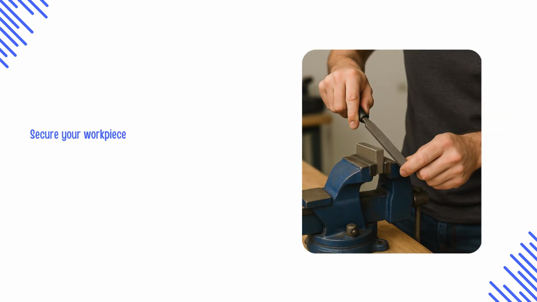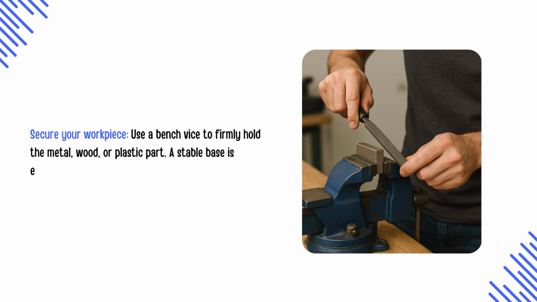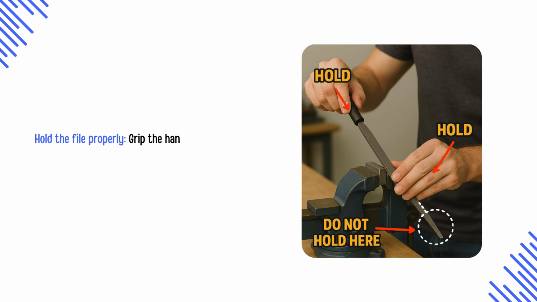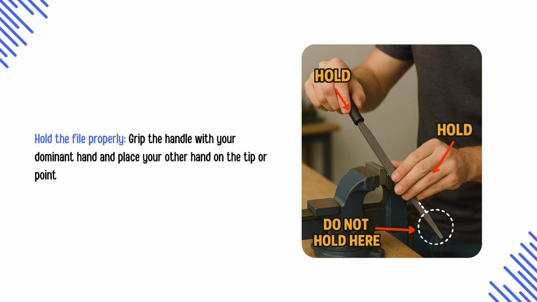Number 1. Secure your workpiece. Use a bench vise to firmly hold the metal, wood, or plastic part. A stable base is essential for accurate filing. Number 2. Hold the file properly. Grip the handle with your dominant hand and place your other hand on the tip or point for guidance.